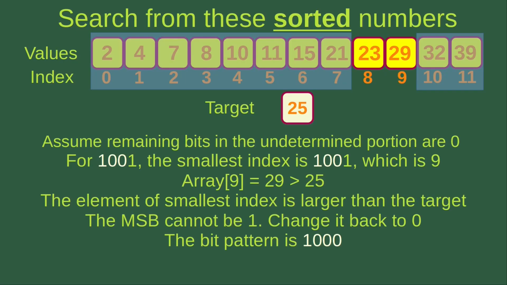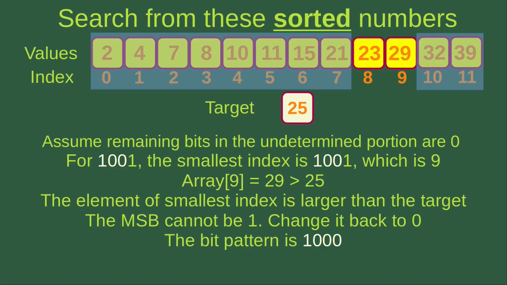Now we have to go through the step again. Assume that the remaining bits in the undetermined portion are all zeros. Since we have already filled in all the bits, we have no way to fill in further zeros. So we just check 1001. For this index, the smallest index is just 1001, which means 9 in decimal number. Index 9 corresponds to number 29, which is of course larger than our target of 25.